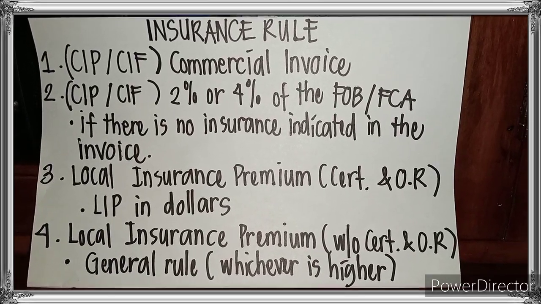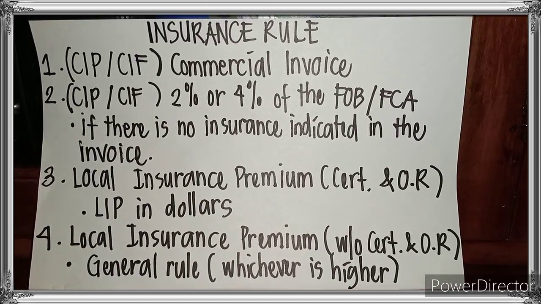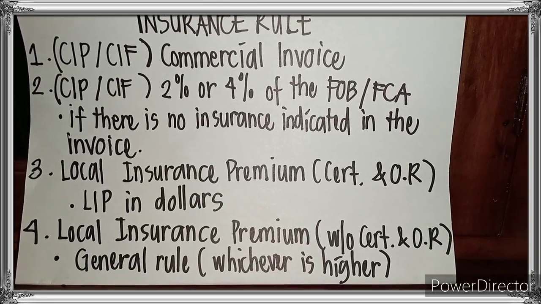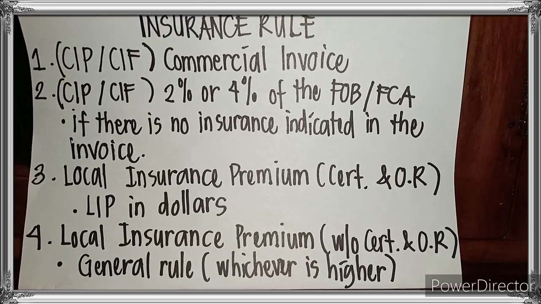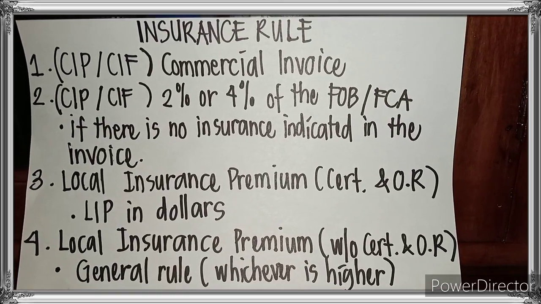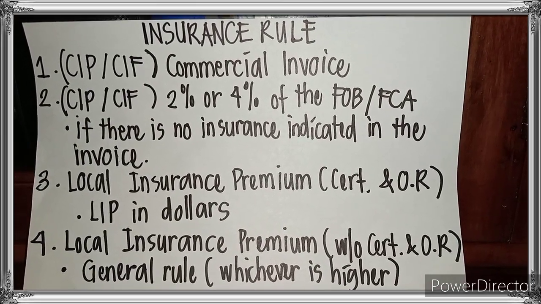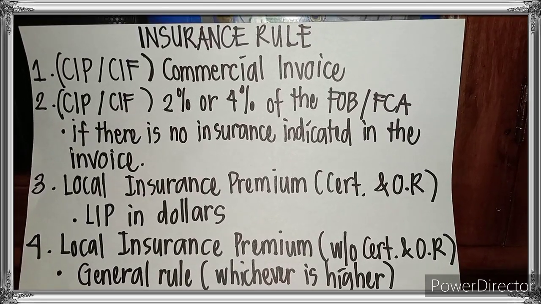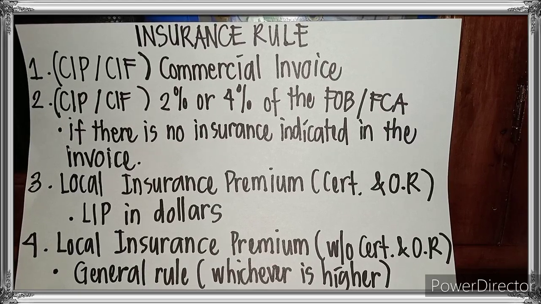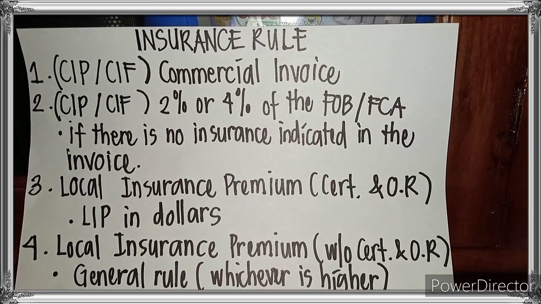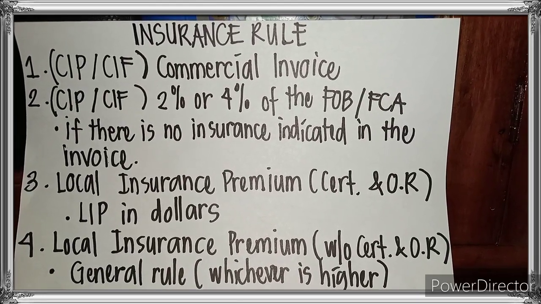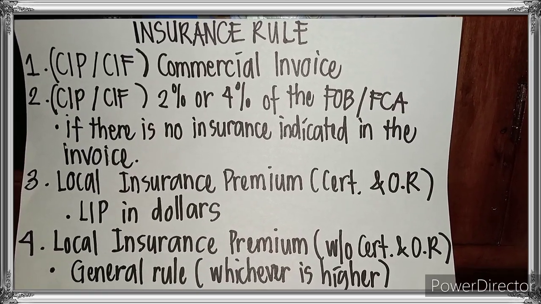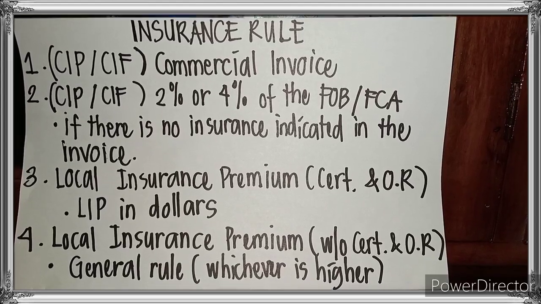Rule number 2. CIP or CIF, 2% or 4% of the FOB or FCA. So if there is no insurance indicated in the invoice, then we will have to compute for the 2% or 4% of the FOB or FCA given. The 2% means general cargo and 4% means dangerous or high-risk cargo.